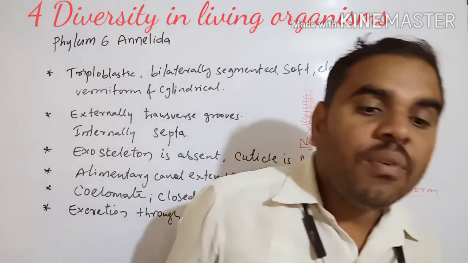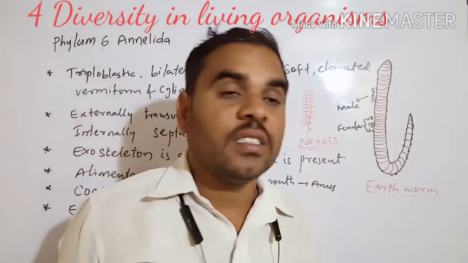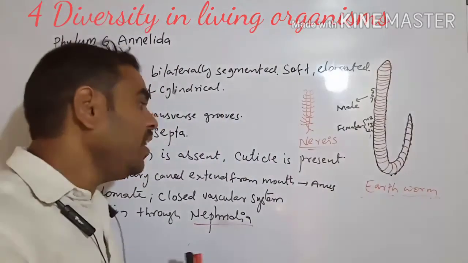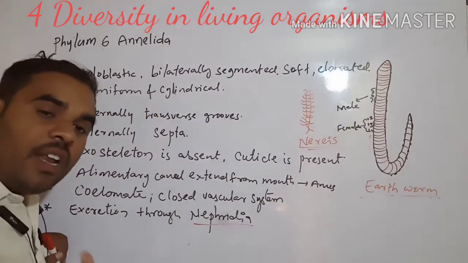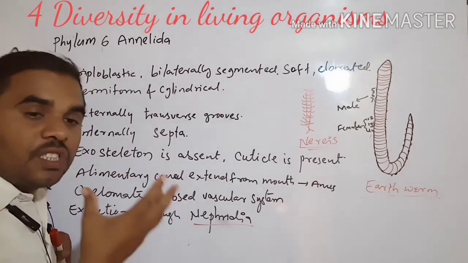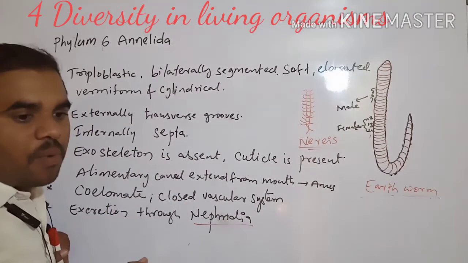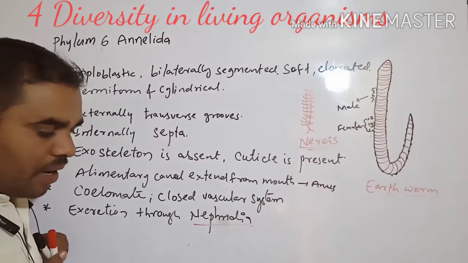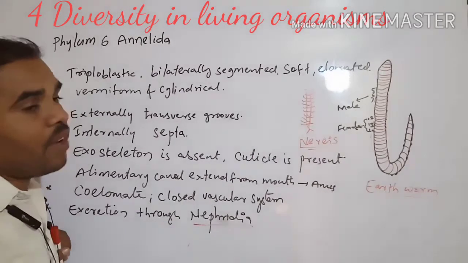They live in a variety of habitats. Where do they live? We can see them in our surroundings, where a number of organisms live. See this earthworm. We can see it in our field. There are a number of earthworms there.